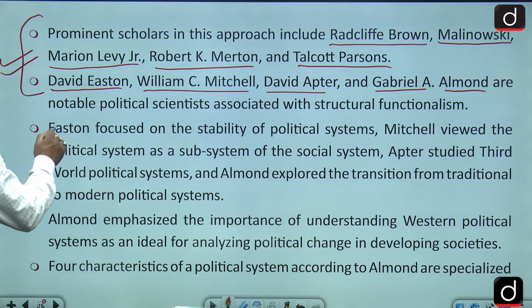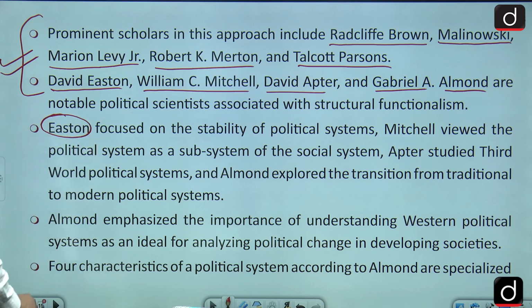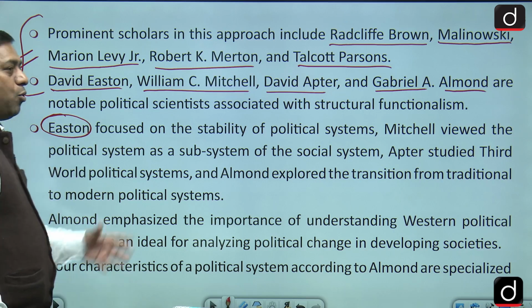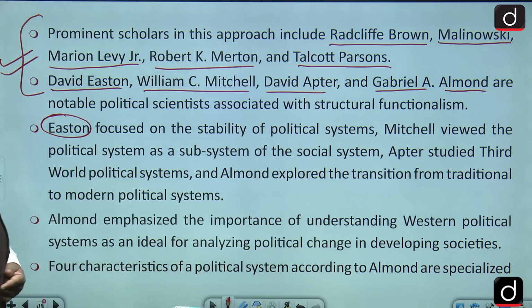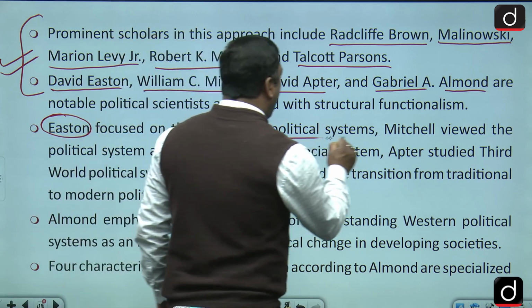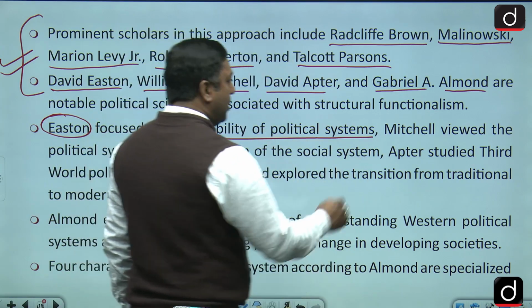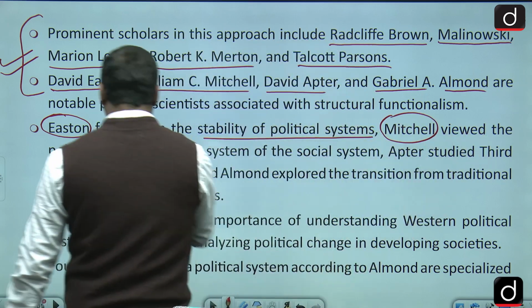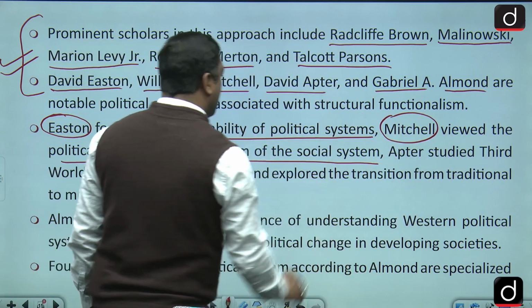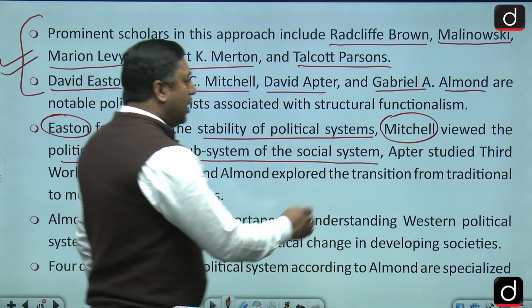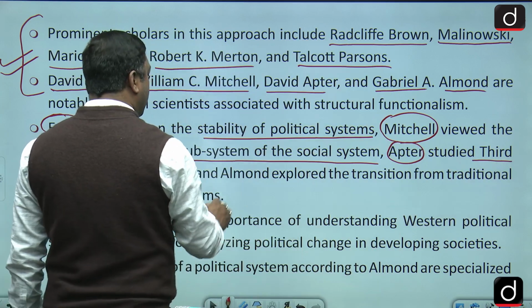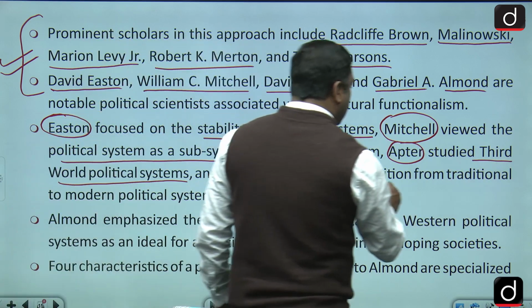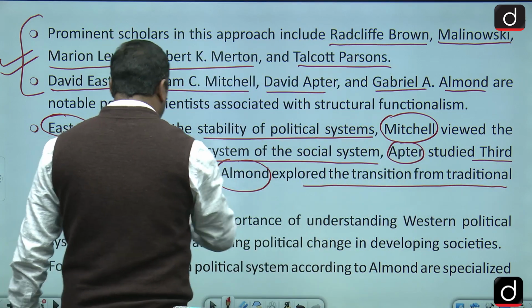Now, when we talk about David Easton, he gave the system analysis, but Easton also talked about structural functionalism. Easton focused on the stability of the political system. Mitchell viewed the political system as a subsystem of the social system. Apter studied the third world political system. And Almond explored the transition from traditional to modern political system.